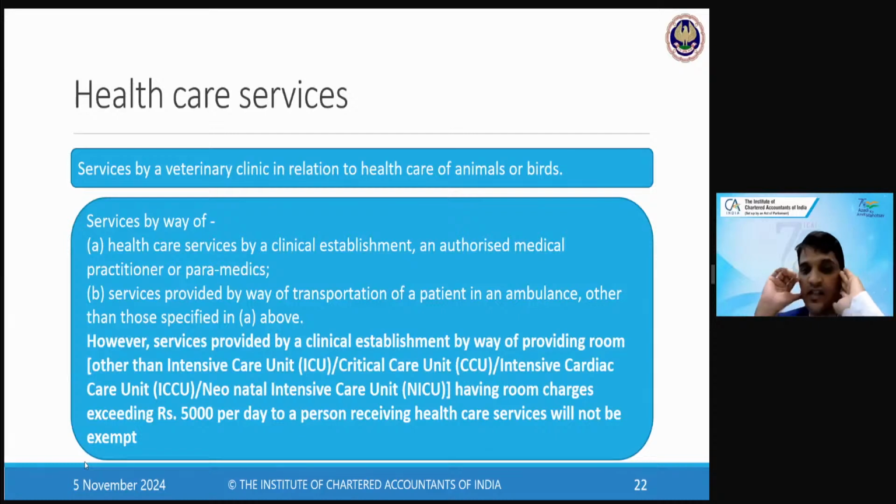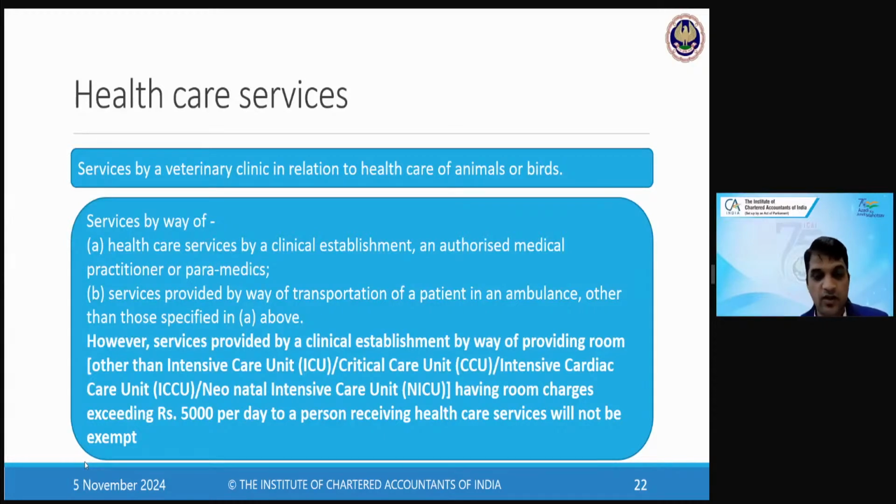ICU, CCU are always exempted. Correct. Hospitals usually charge a package. That is true. But if it's a normal hospital, then even in the package they will have to give a breakup saying that this is the room charges. So if the room charges are more than 5,000, then it becomes taxable.